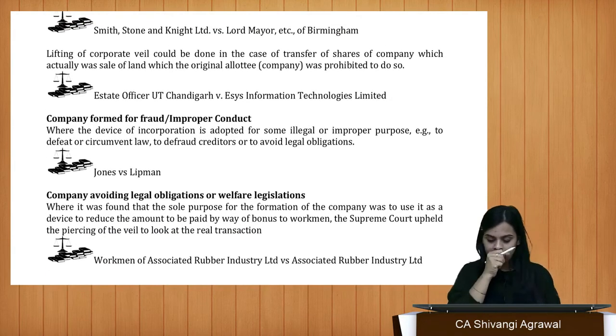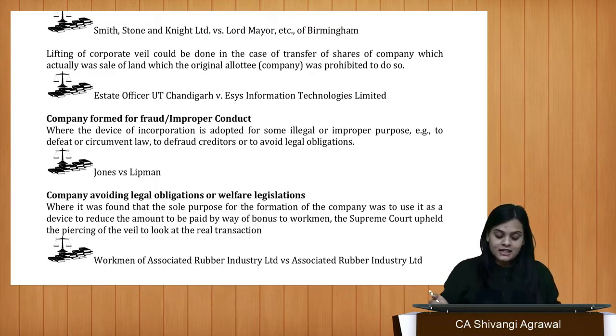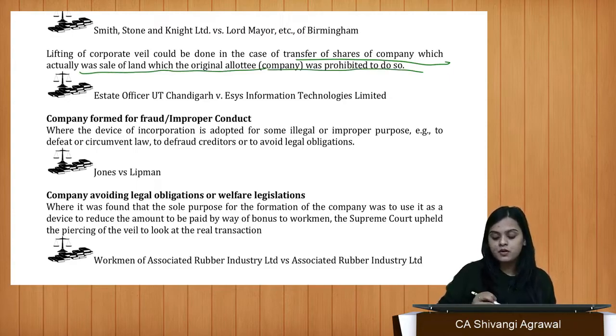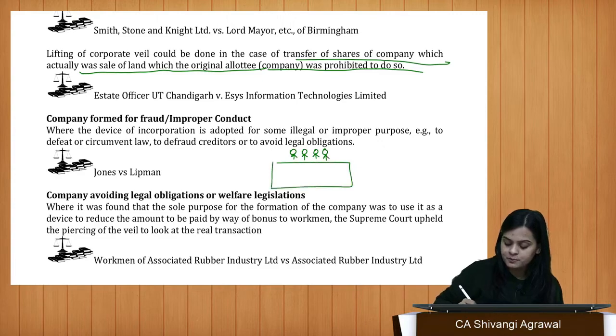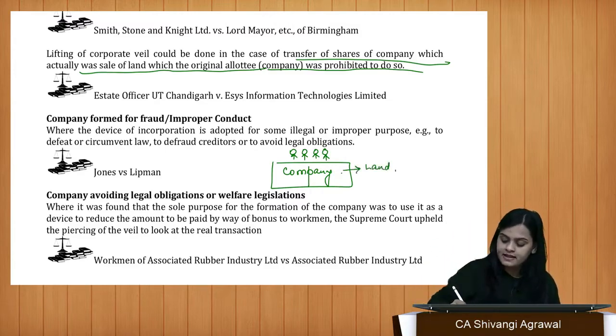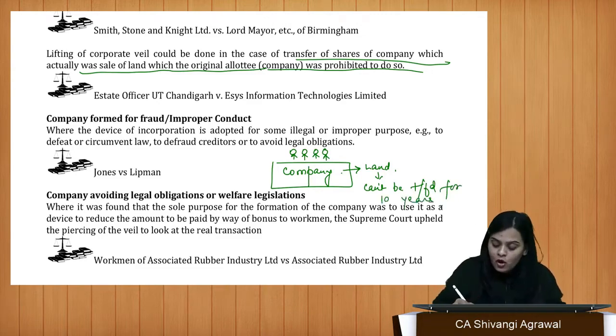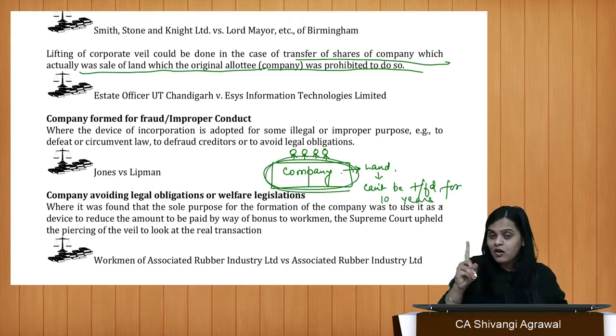Next. Lifting of corporate veil could be done in case of transfer of shares of a company with actual sale of land which the original allottee was prohibited to do. Okay, let's say there are these four persons who have formed a company. This company supposedly has got some land which is allotted by some government, and this land can't be transferred for 10 years. This land belongs to the company. The land cannot be transferred for 10 years. That is the only condition of allotment.